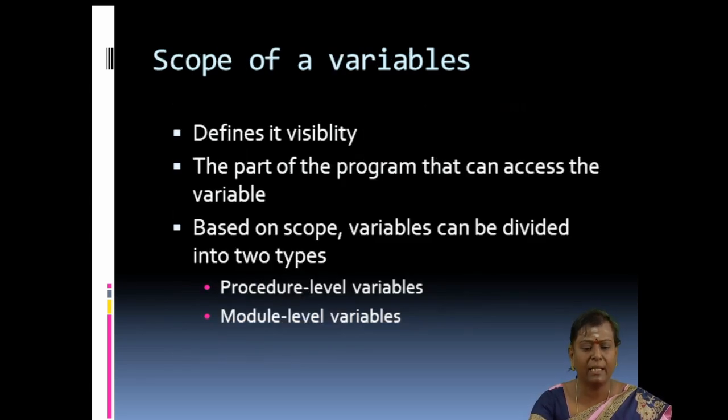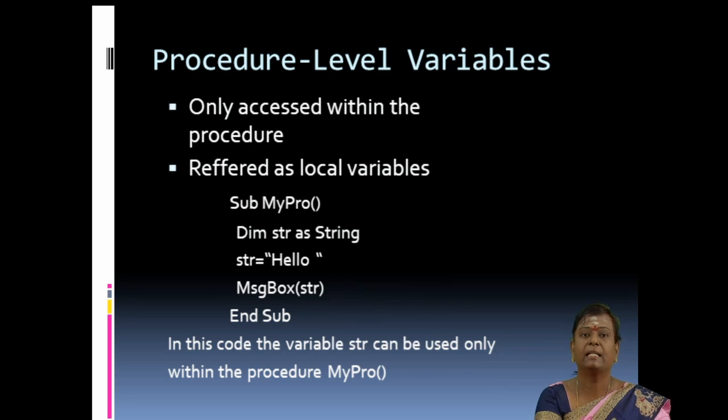Okay. Then scope of a variable. It defines the visibility of the variable, that is, the area where the variable can be accessed. This can be of two types: one is procedure level variables and the next is module level variables. In procedure level variables, the variable can be accessed within the procedure only. It cannot be accessed throughout the program. So this is referred to as local variables, and module level variables can be referred to as global variables.